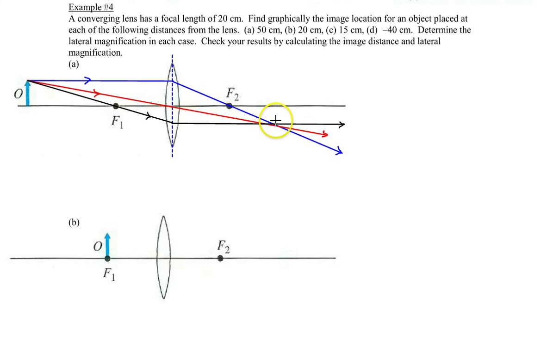And if you've done everything properly, then hopefully these 3 rays all intersect at one place. So that light coming from the top of this object is now going to be showing below the principal axis, which means that this image is going to be inverted here.